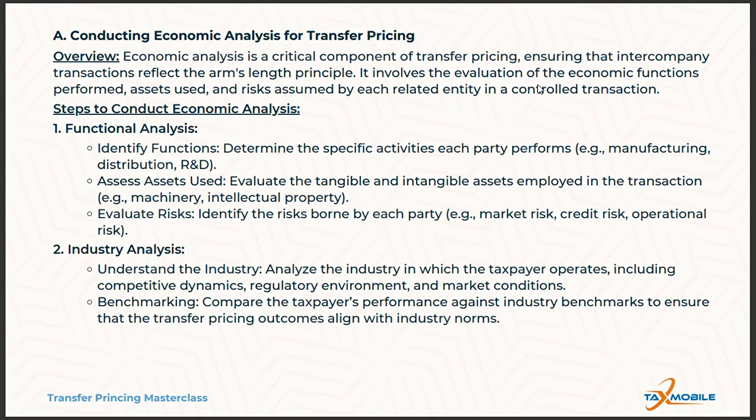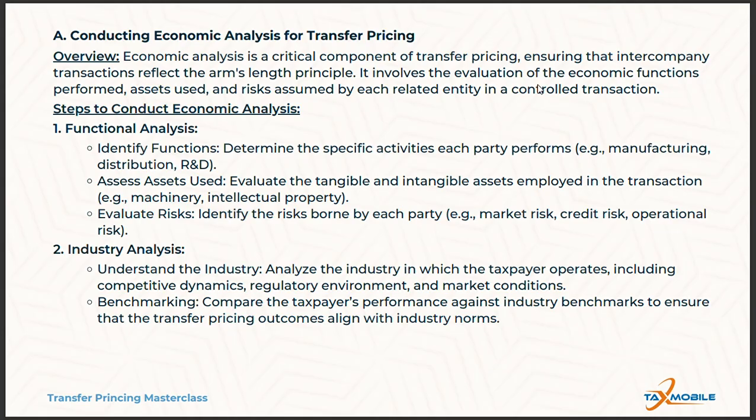It includes evaluating the economic functions performed by each related entity, the assets used in the transaction, including both tangible and intangible assets, and the risks assumed by the entities involved. Once these elements are evaluated, we can proceed to select the appropriate transfer pricing method. Moreover, we must ensure that any adjustments necessary to enhance comparability between controlled and uncontrolled transactions are made. We will explore this in detail.